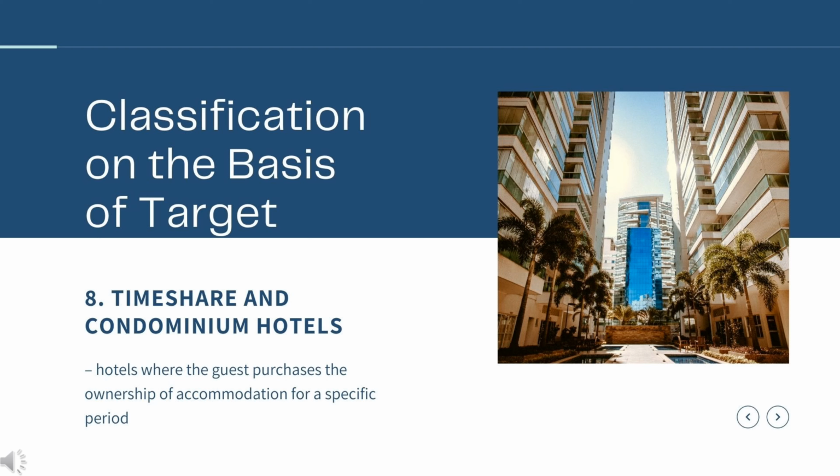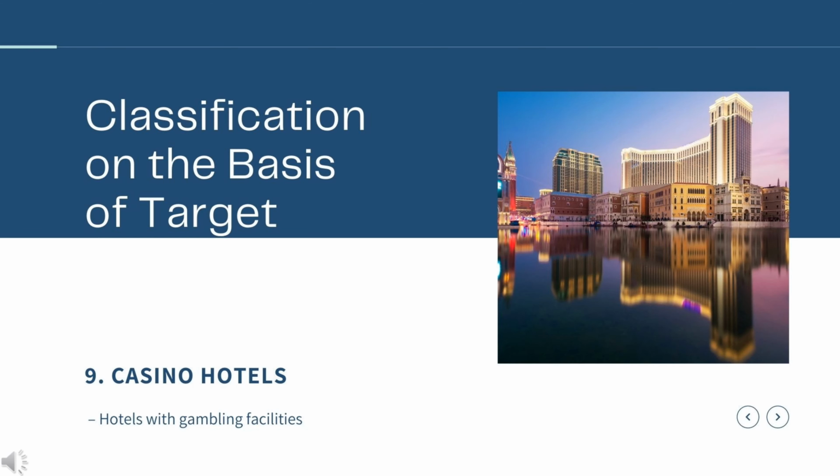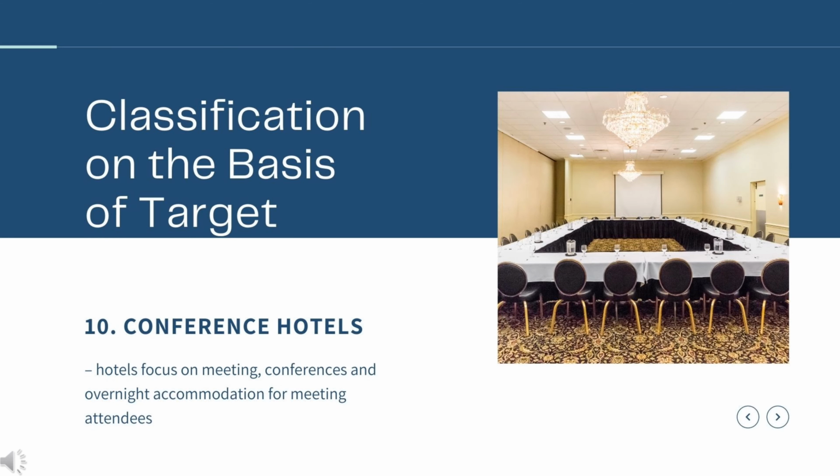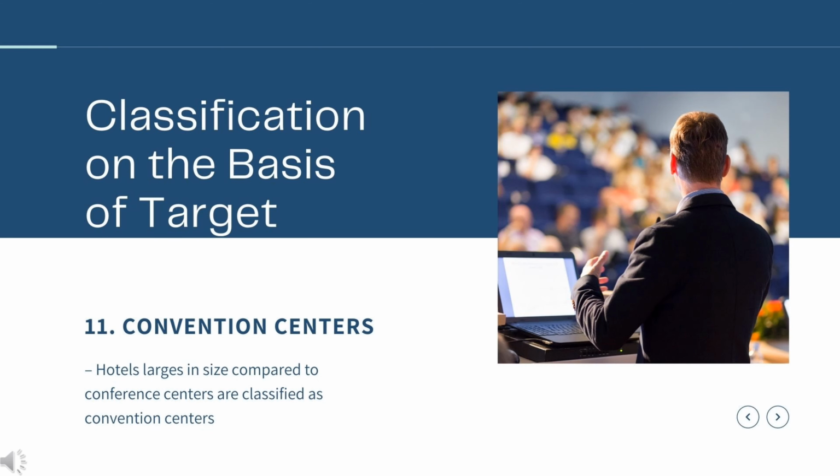Number 8. Timeshare and condominium hotels. Hotels where the guest purchases the ownership of accommodation for a specific period. Number 9. Casino hotels. Hotels with gambling facilities. Number 10. Conference hotels. Hotels focus on meeting conferences and overnight accommodation for meeting attendees. Number 11. Convention centers. Hotels largest in size compared to conference centers are classified as convention centers.